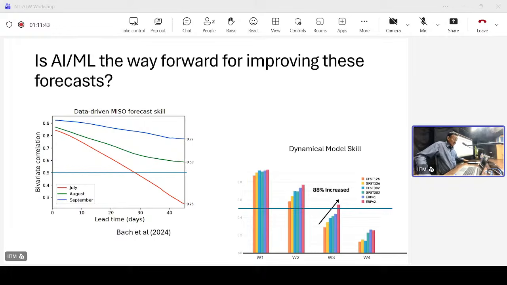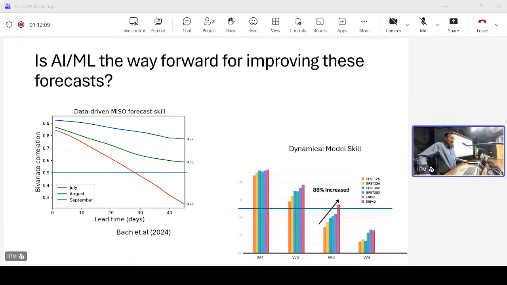At the same time, I'm not trying to advocate only the dynamical models. You need to have a combination of both of them. If you ignore the dynamical system completely and try to develop AI/ML models, then you will not get much improvement. And if, without using AI/ML, you try to do everything using the dynamical models, then also you will not get it.